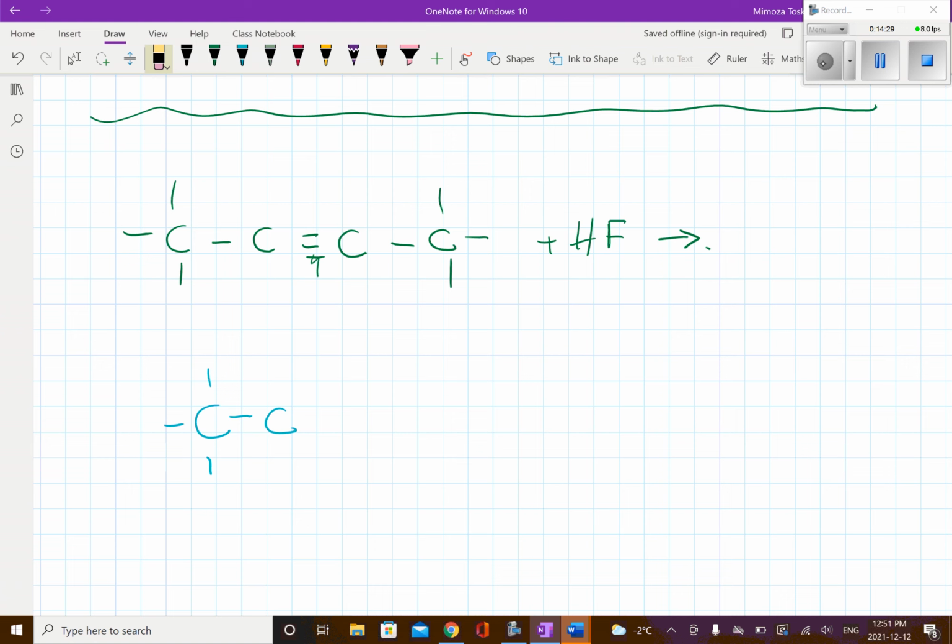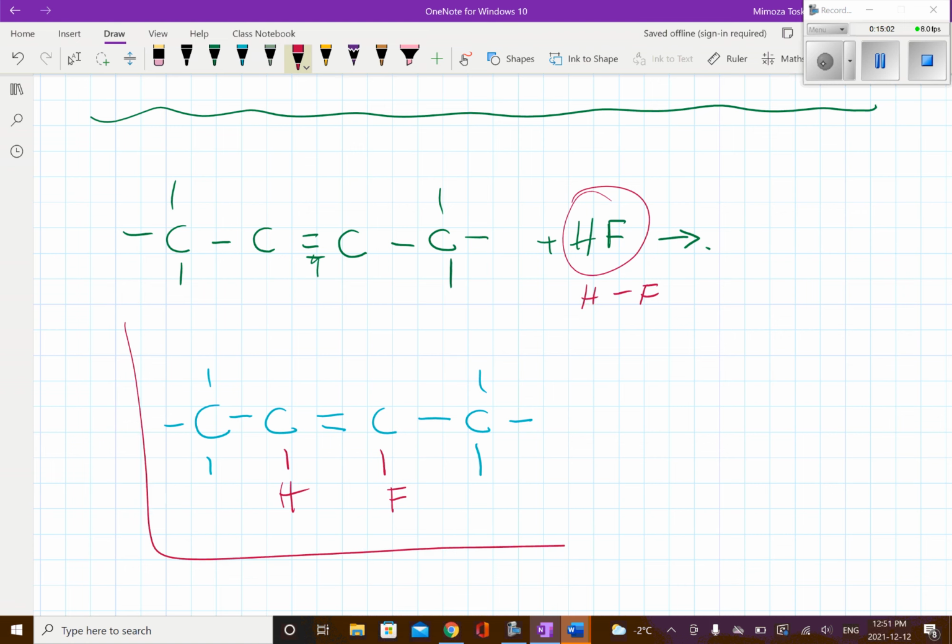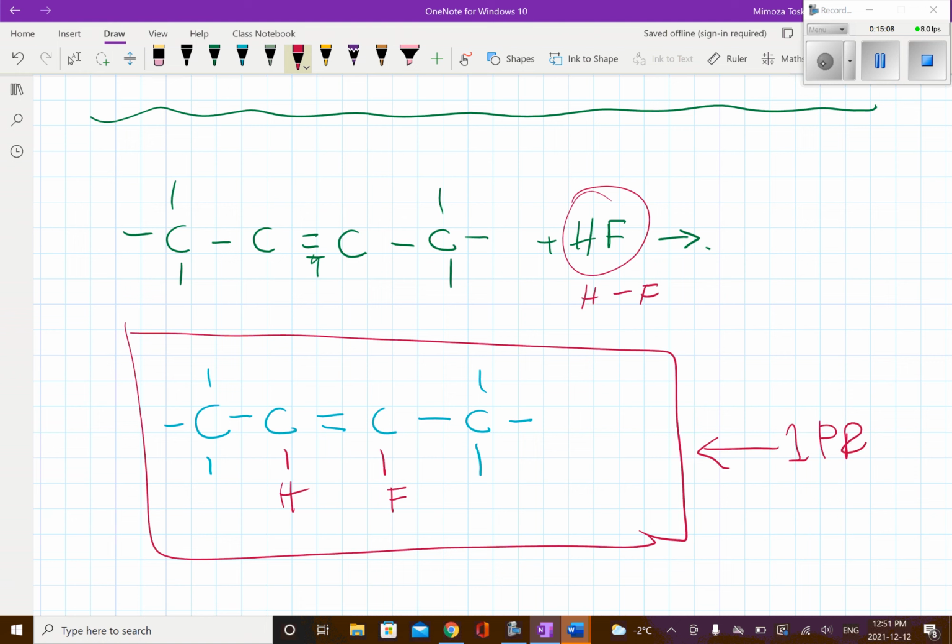C1. I will make it in a different color so that you can see. And then a double bond C, another bond here that we need to fill with something, and then we have carbon, carbon with hydrogen. Since HF is the same as saying H and F, one is F here and H is here. Even as you see it in this case, you will notice that it is only one product.